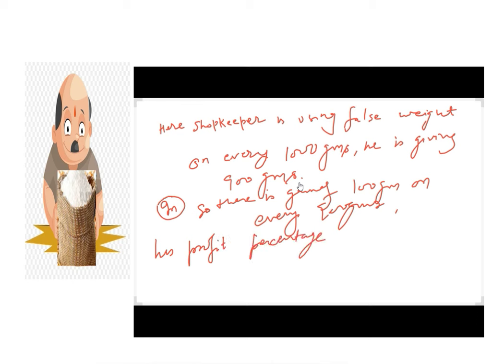So net profit will be 1 by 9 into 100. It will come out to be 100 by 9%. So it will be 11 and 1 by 9%. So in this way we will find out the solution of false weight questions.